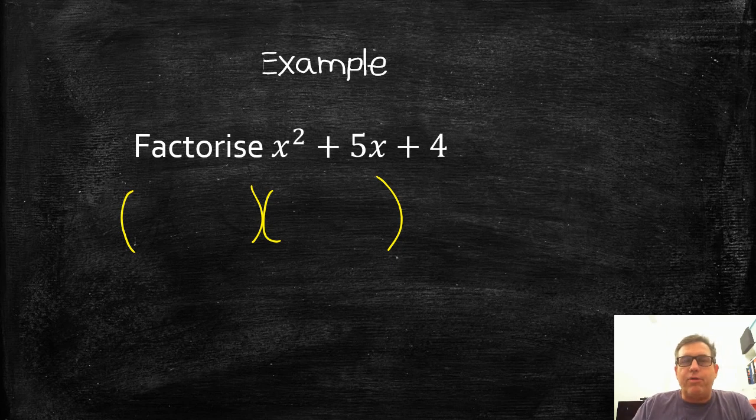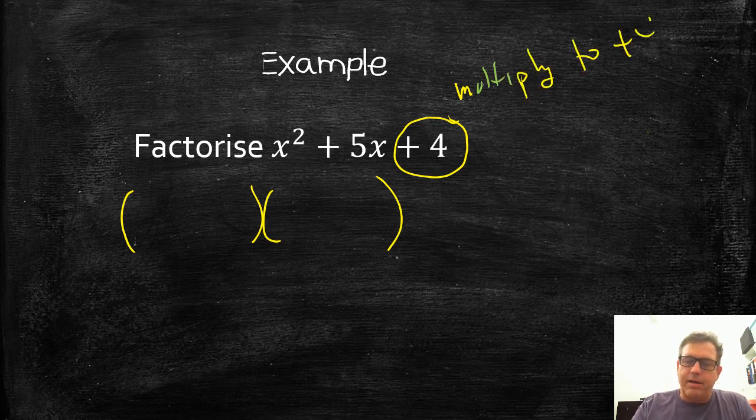So again, we've just been practicing a certain skill. The key is, when we do this, the whole time we've been expanding, I'm saying think about what we're doing because we're going to have to go backwards. Where does this plus 4 come from? I need two numbers that multiply to positive 4, and I need two numbers that add to positive 5.